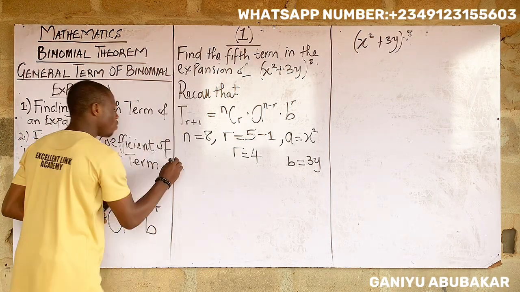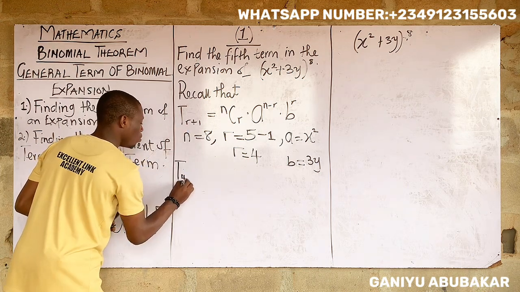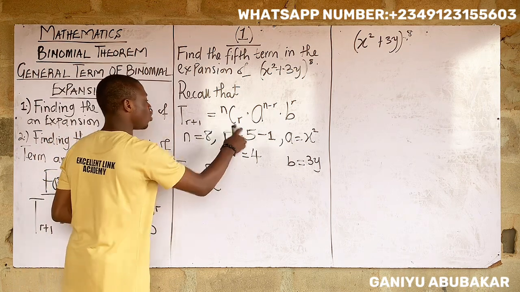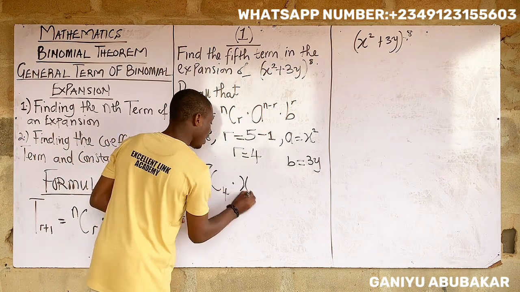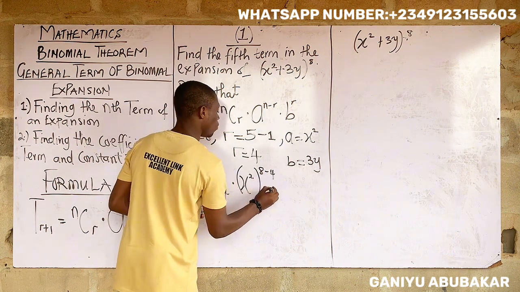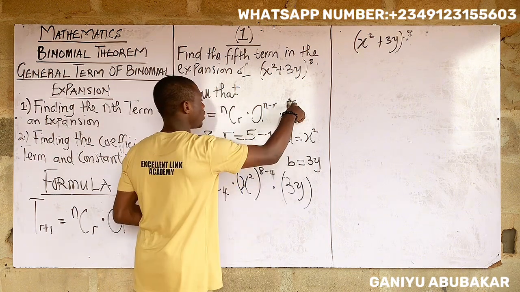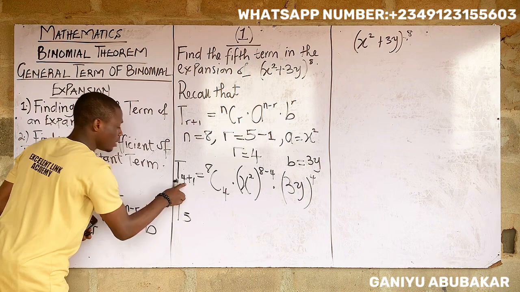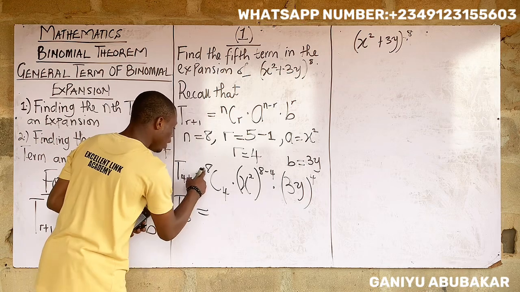So solution. The fifth term, what's r? T r plus 1, r is 4. What's n? 8. Combination, what's your r? That's 4. What's your a? That's x squared, to the power n minus r, that's 8 minus 4. What's your b? That's 3y, all to the power what's r? That's 4. This is the fifth term of the expression, we give x combination 4.